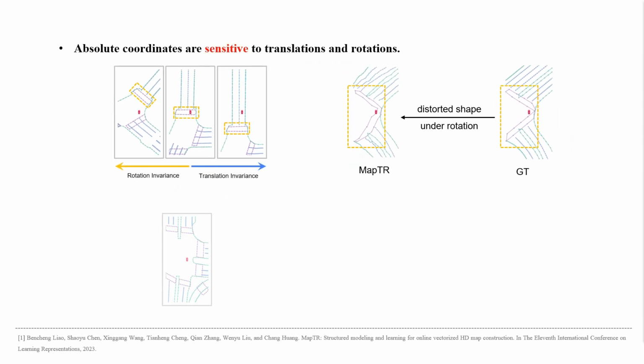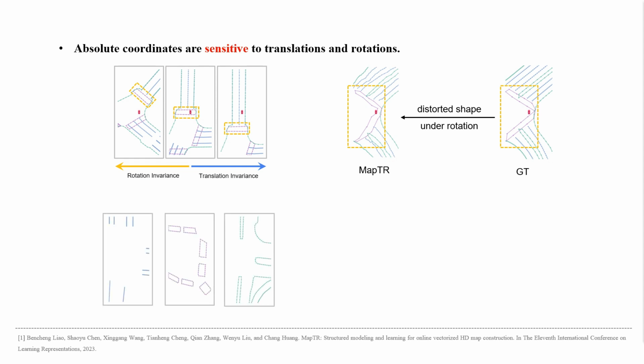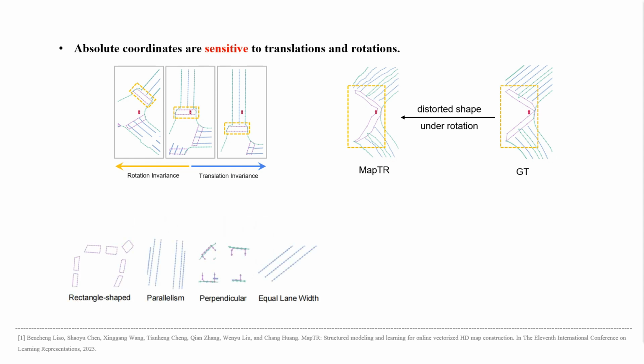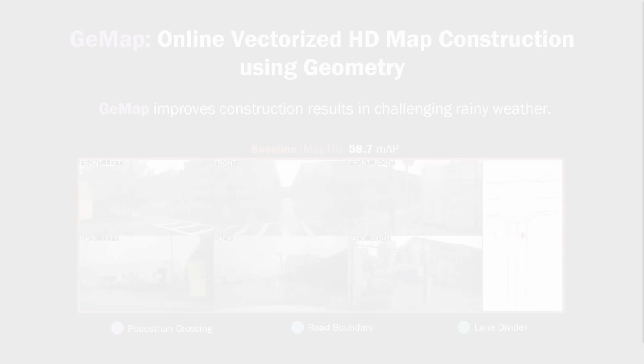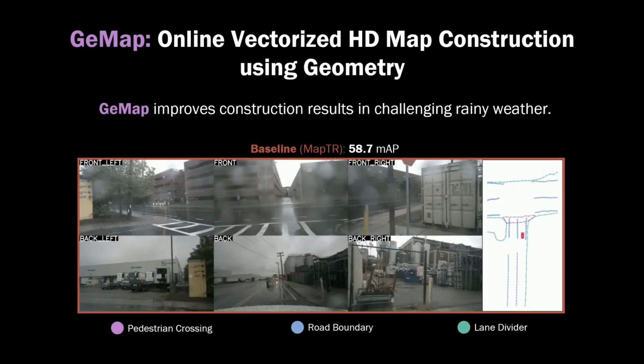Moreover, HD maps consist of different types of map instances with various geometry properties. Without distinguishing these differences in geometry properties, a naive point-centric attention mechanism finds it challenging to effectively learn both shape and relation properties, as shown in the figure. We have made improvements to address these issues, and the following video demonstrates the overall performance of our method.